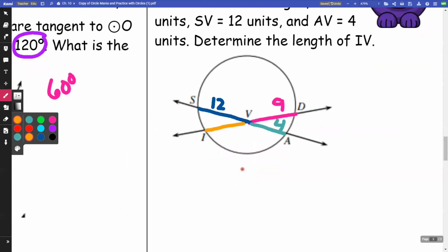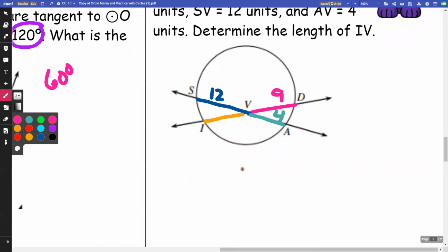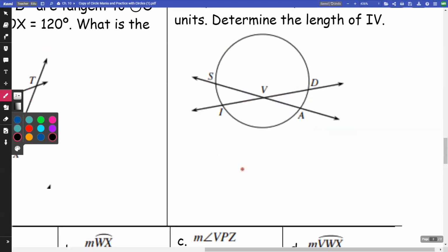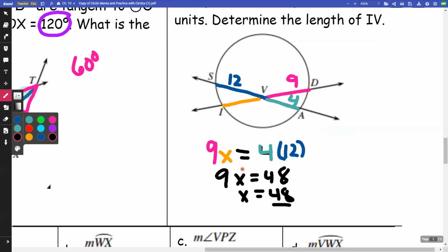IV. So I'm going to take the line segments and multiply them together. So I know 9 times, we're going to call that X, is equal to 4 times 12. And so I basically get 9x is equal to 48. So I get x is equal to 48 divided by 9, which I could divide by 3 and get 16/3.